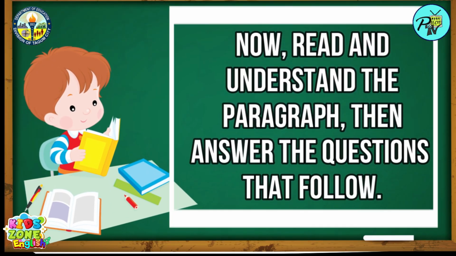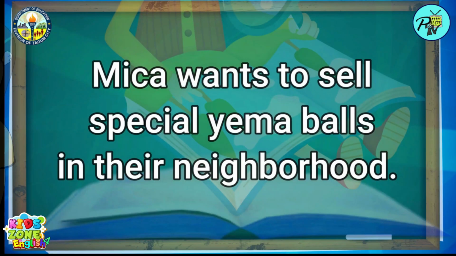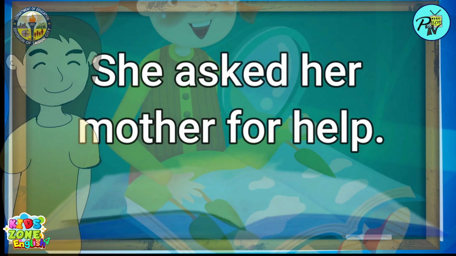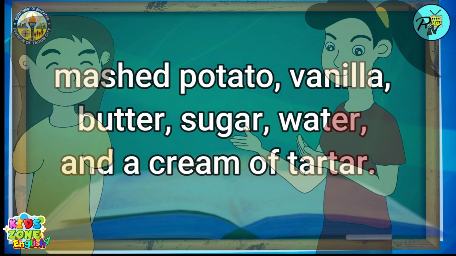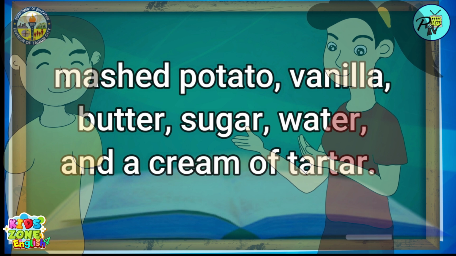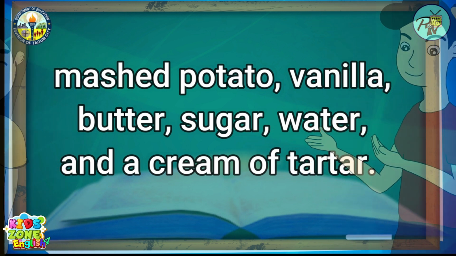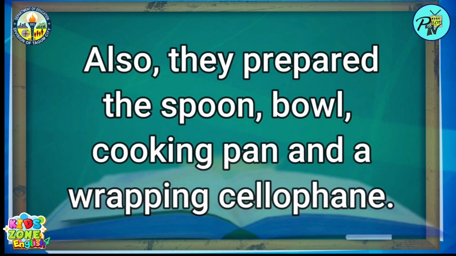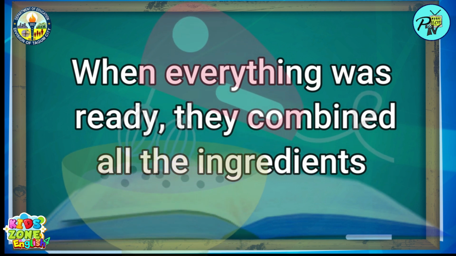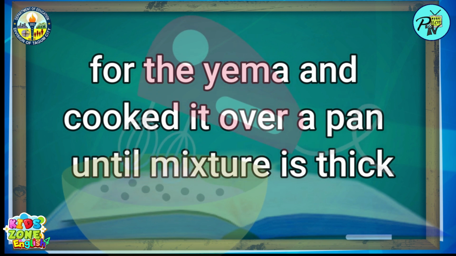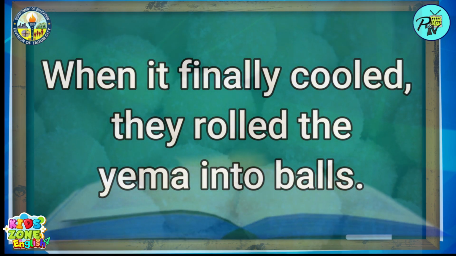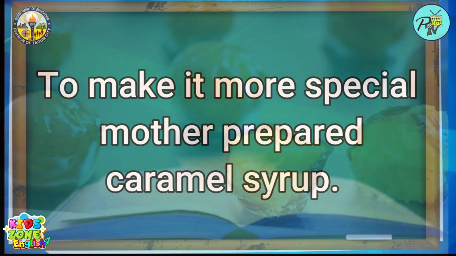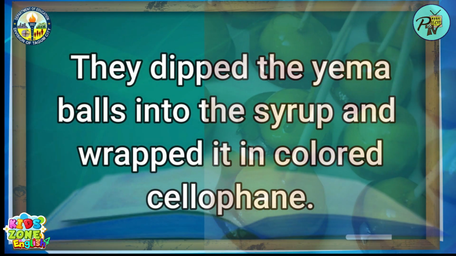Now, read and understand the paragraph, then answer the questions that follow. Mika wants to sell special yama balls in their neighborhood. She asked her mother for help. They gathered all the ingredients like condensed milk, egg yolks, mashed potato, vanilla, butter, sugar, water, and a cream of tartar. Also, they prepared the spoon, bowl, cooking pan, and a wrapping cellophane. When everything was ready, they combined all the ingredients for the yama and cooked it over a pan until mixture is thick. They set it aside to cool. When it finally cooled, they rolled the yama into balls. To make it more special, mother prepared caramel syrup. They dipped the yama balls into the syrup and wrapped it in colored cellophane.